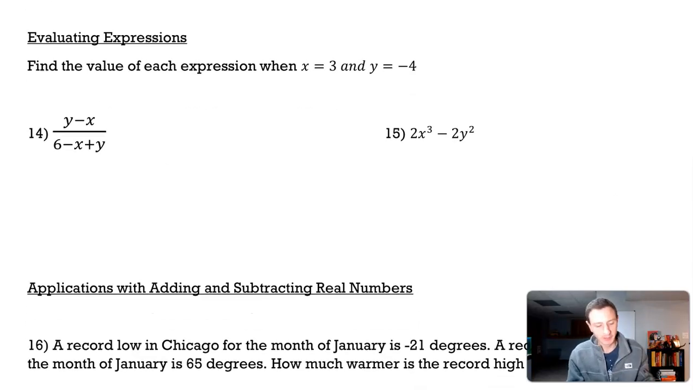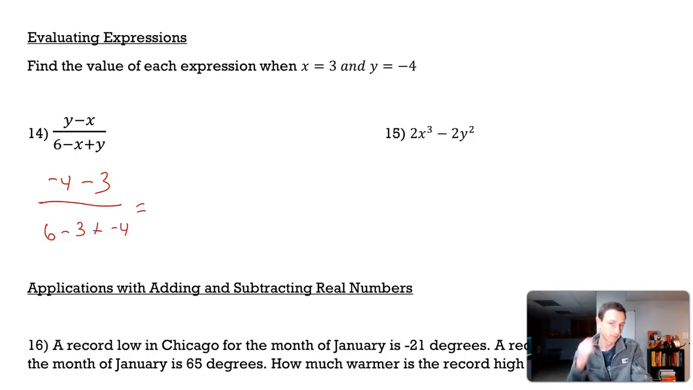So evaluating expressions, we want to find the value of each expression when x equals 3, y is equal to negative 4. So number 14, y minus x over 6 minus x plus y. So I'm going to replace y with negative 4 minus the x value of 3, over 6 minus the x value of 3 plus the y value of negative 4. So I'm replacing the x and y with the value that it's equal to. So y minus x, so negative 4 minus 3.